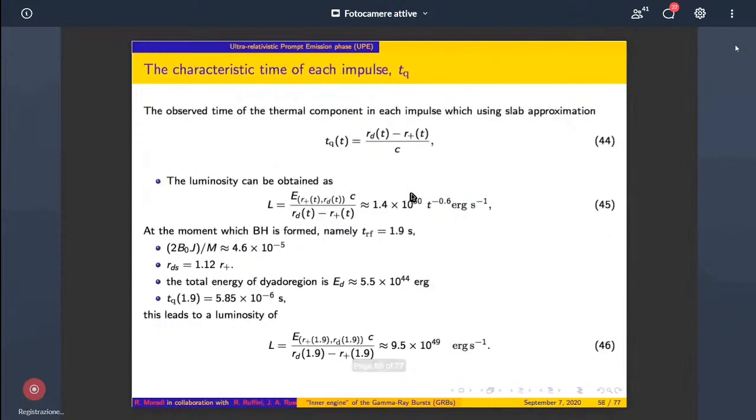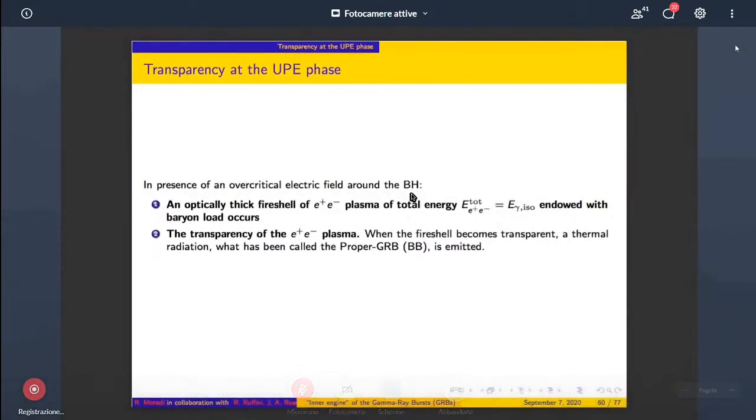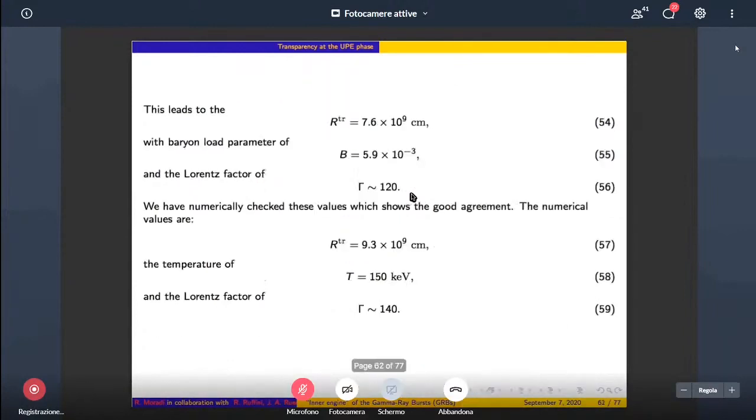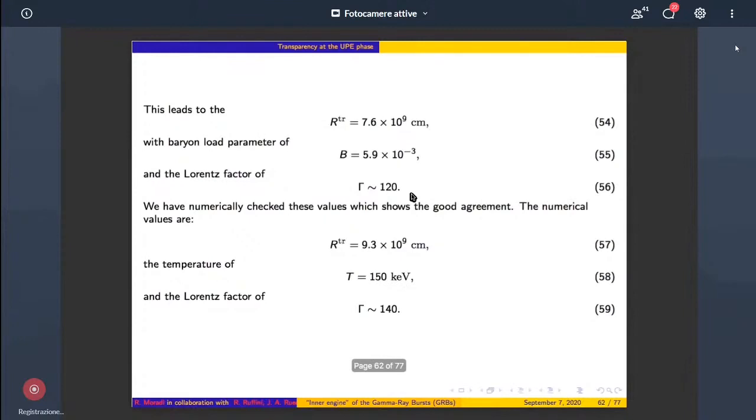So this is the story. We have this Diado sphere around an optical tick; E plus E minus will expand, and at the transparency we will see the photon. Using this simple formulation and the transparency condition I emphasize on this, and the conservation of energy, we reach this final formula to see what is after this expansion, what is the gamma Lorentz factor of the photon of this fire shell around the black hole.